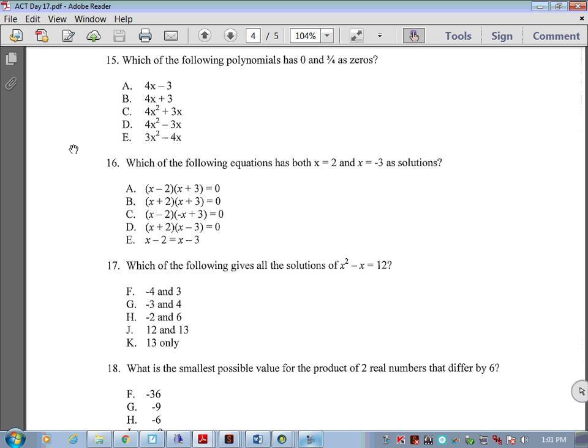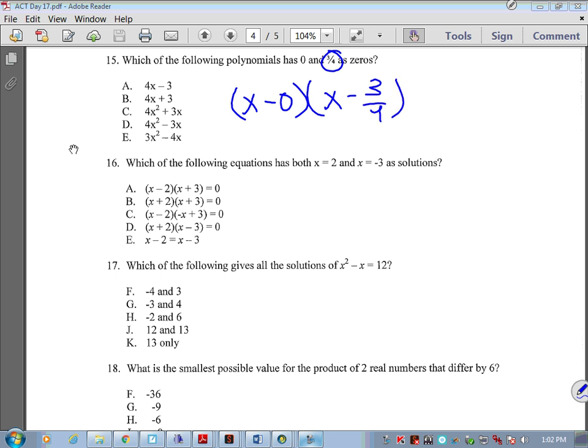Which of the following polynomials has 0 and 3/4 as zeros? Okay. Let's see, this is another one of those interesting ones. Okay, so here the 3/4 is going to be what throws most of us on this. Which of the following has 0 and 3/4 for zeros? So if I was doing this, we would wind up with x, we could put plus or minus 0. So x minus 0 times x minus 3/4, right?